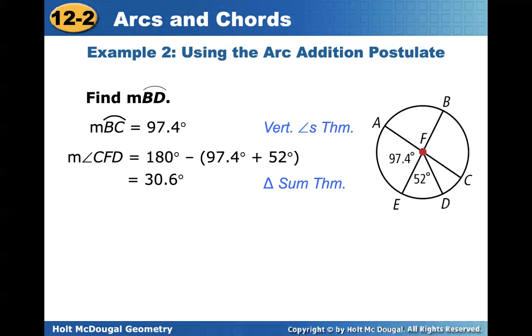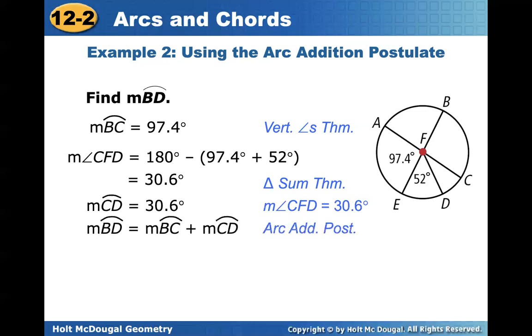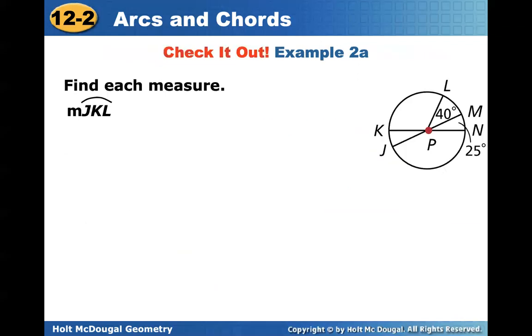So now we know that 97.4 and 30.6 degrees added together will give us arc BD. So I'm going to add those two together. And I get 128 degrees. So arc BD is 128. So when you want to find a bigger arc or arc made up of several arcs, add the arcs together.